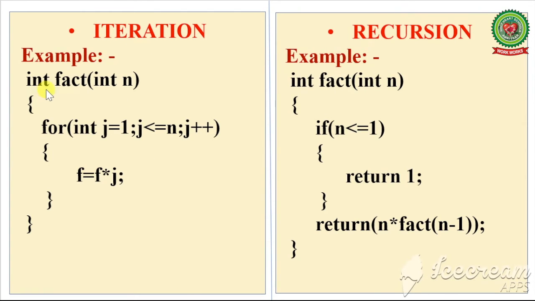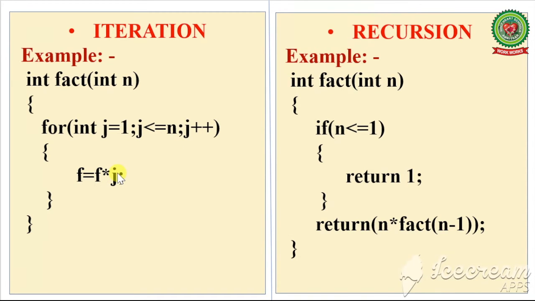In fact, int n in brackets, fact is the name of the function over here. Then the loop begins: int j equals 1, j less than or equal to n, j plus plus. Here n is the number whose factorial we are going to calculate. Then f equals f multiplied by j.